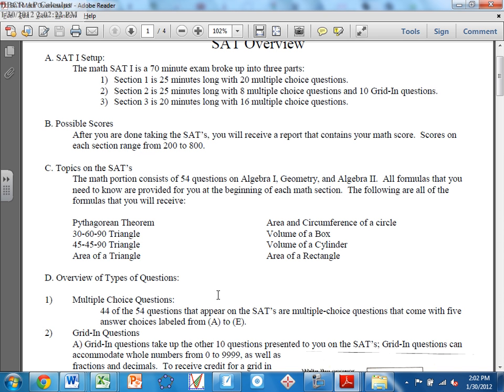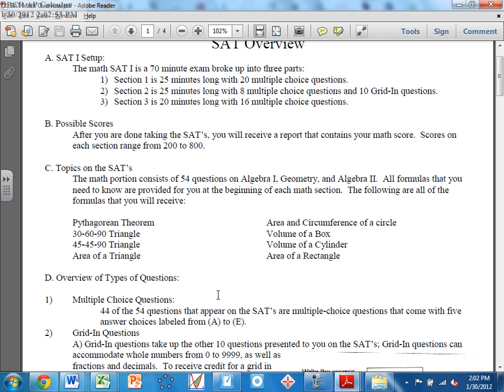The SAT math is a 70-minute exam. It's broken up into 3 parts. Keep in mind that you have the 3 English parts, or reading parts, which they call verbal, and you also have the writing section. So this is really just 1/3 of your test. It might be more than 1/3 time-wise, but as far as material goes, you have math, reading, and writing. The math sections, there are 3 of them. The first section on every SAT for math is 25 minutes long, and there are 20 multiple choice questions. So you're looking at approximately a minute a question, give or take.